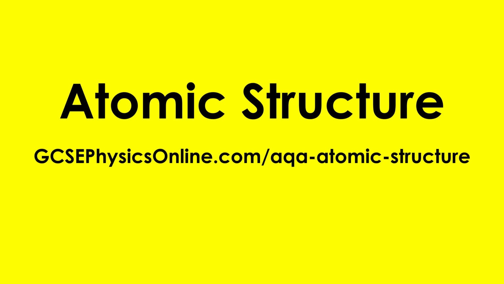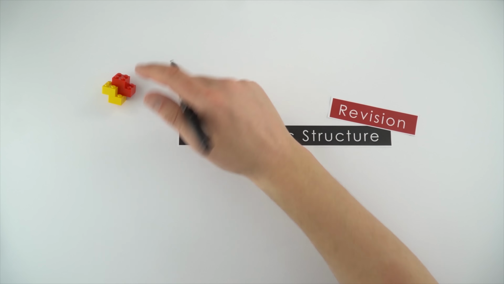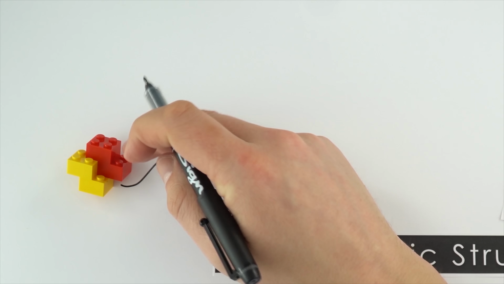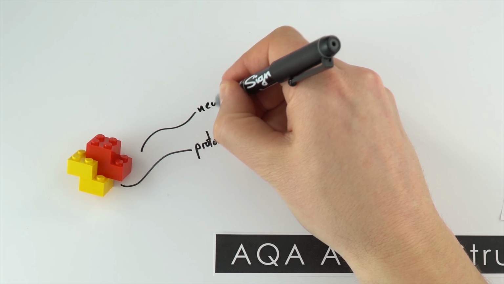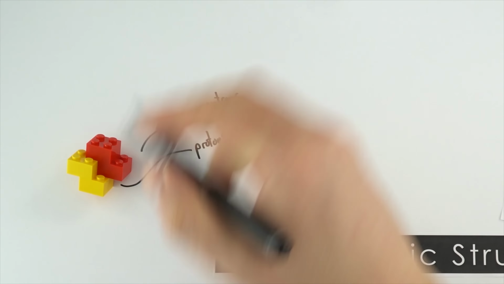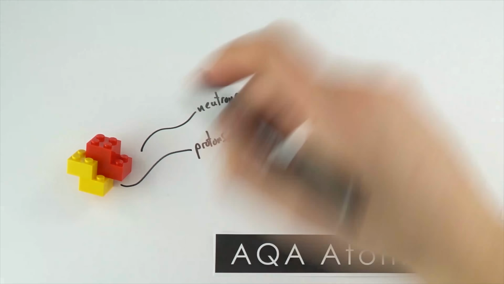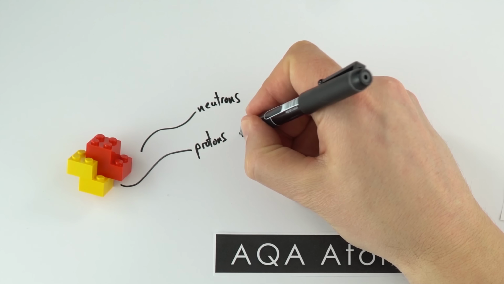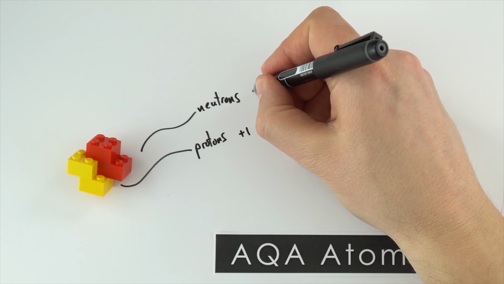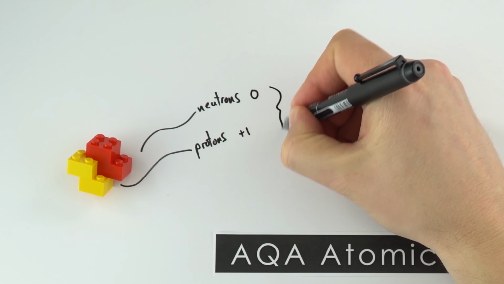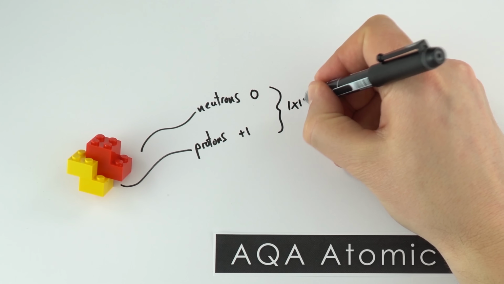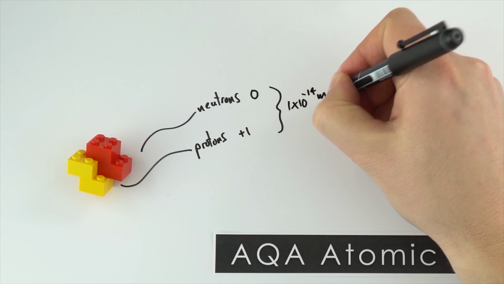So everything is made out of atoms, and in the centre of an atom, what you have is this nucleus, which is made up of protons and also neutrons. And here I'm just using the yellow Lego to represent my proton. Now a proton has a charge of +1, but a neutron has 0 charge. And the size of this nucleus is actually really small. It's in the order of 1 times 10 to the minus 14 meters.